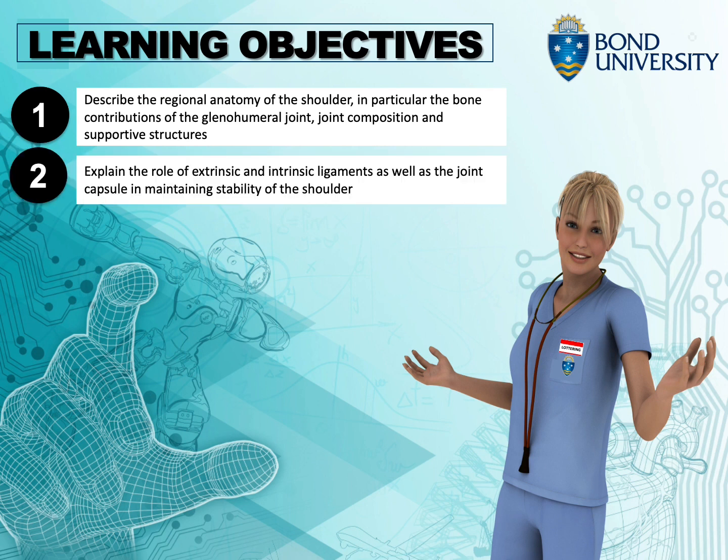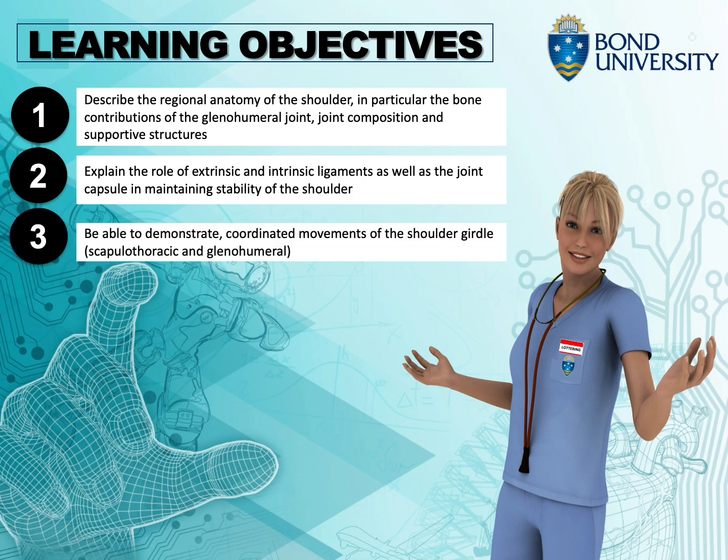Secondly, you should be able to explain the role of extrinsic and intrinsic ligaments, as well as the joint capsule, in maintaining the stability of the shoulder. Be able to demonstrate coordinated movements of the shoulder girdle. These are going to be movements that are classified as scapulothoracic movements, which is more so the movements of the thorax and the scapula on the thorax, and then what movements are capable at the glenohumeral joint, as well as their range of movement.